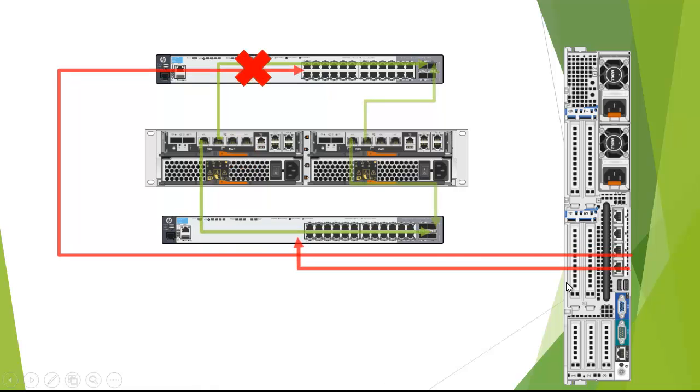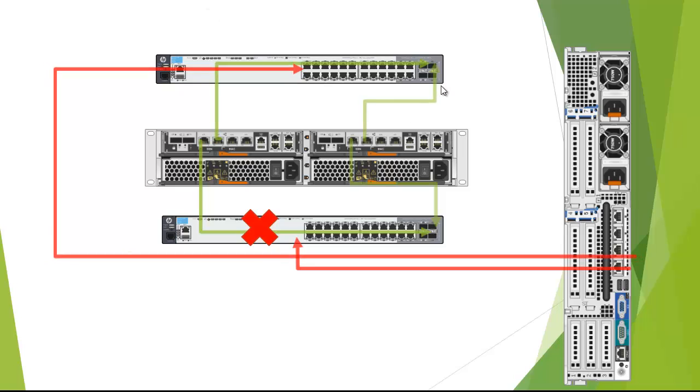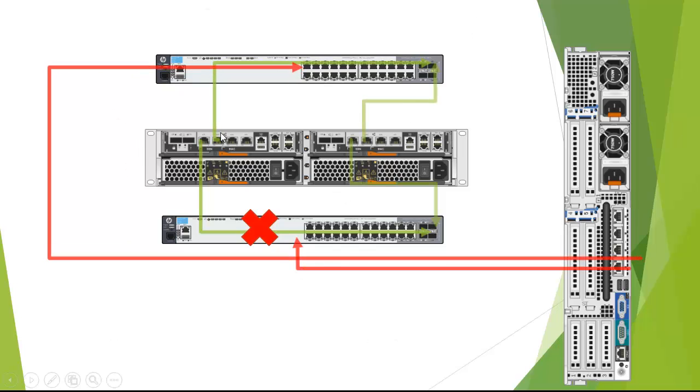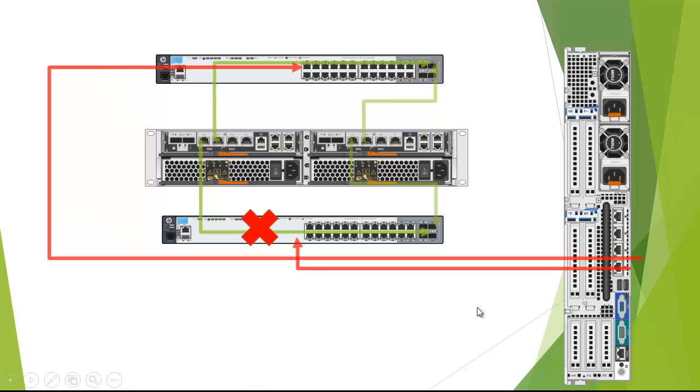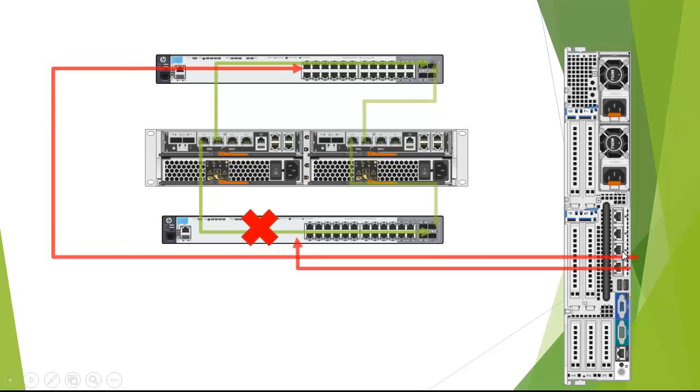Now, what happens if one of these switches fails? Well, that's fine because each controller has a path to each switch, and each switch has a path to the host. So now we're operating on a reduced system because this path is no longer valid, but the host can still get to the SAN. Likewise, if this switch fails, well, the same thing. The SAN can talk to the switch, and then the switch still has at least one path back to the host.